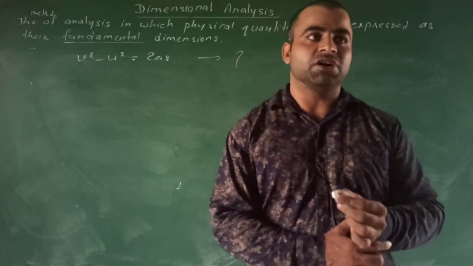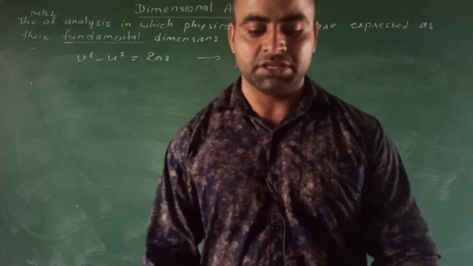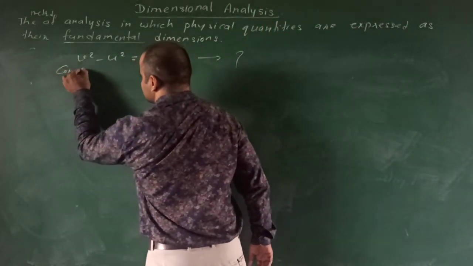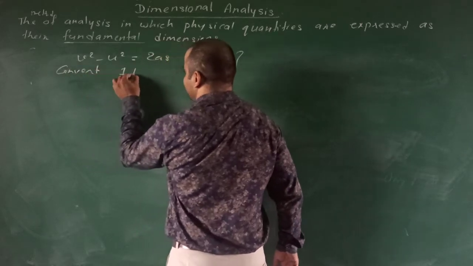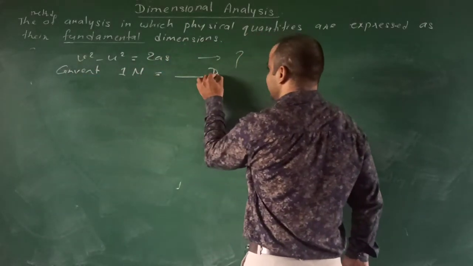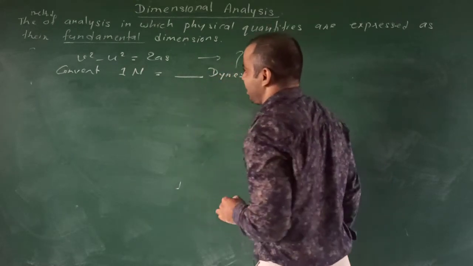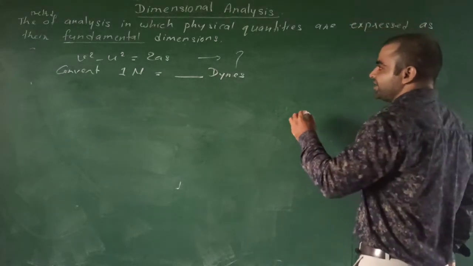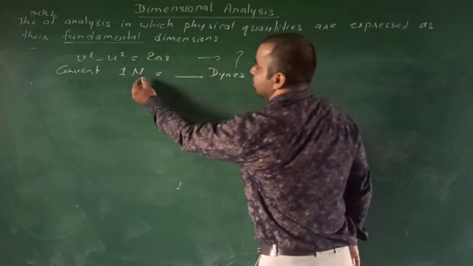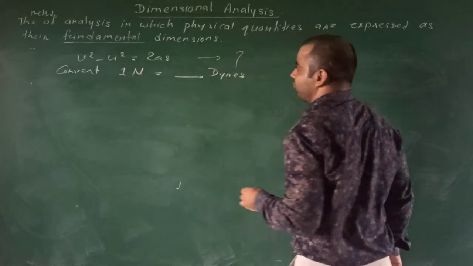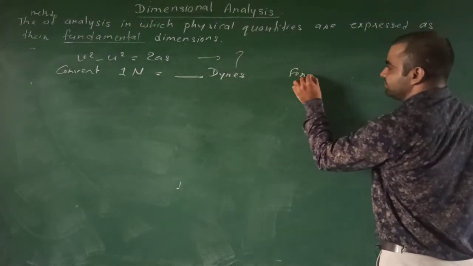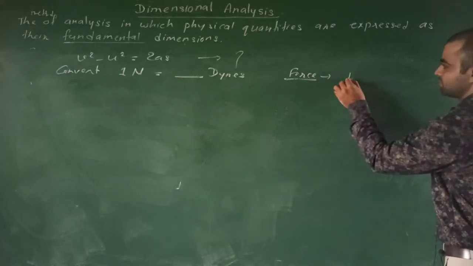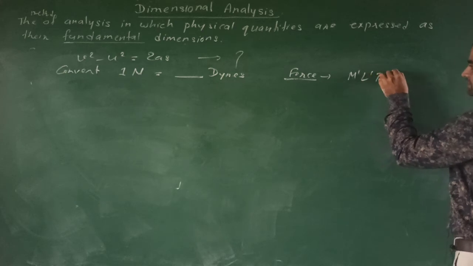Next, we can convert the units, conversion of units. Convert 1 Newton into dynes. How many dynes are in 1 Newton? Find out. We know that the SI unit of force is Newton, and the dimension for force is M1 L1 T minus 2.